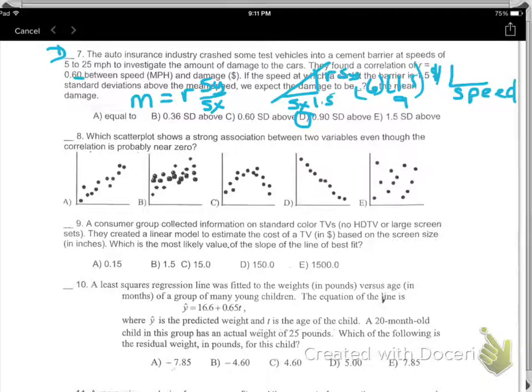8. Which of the following has a strong association but the correlation is near zero? Hopefully you realize that's C because of the curved line.